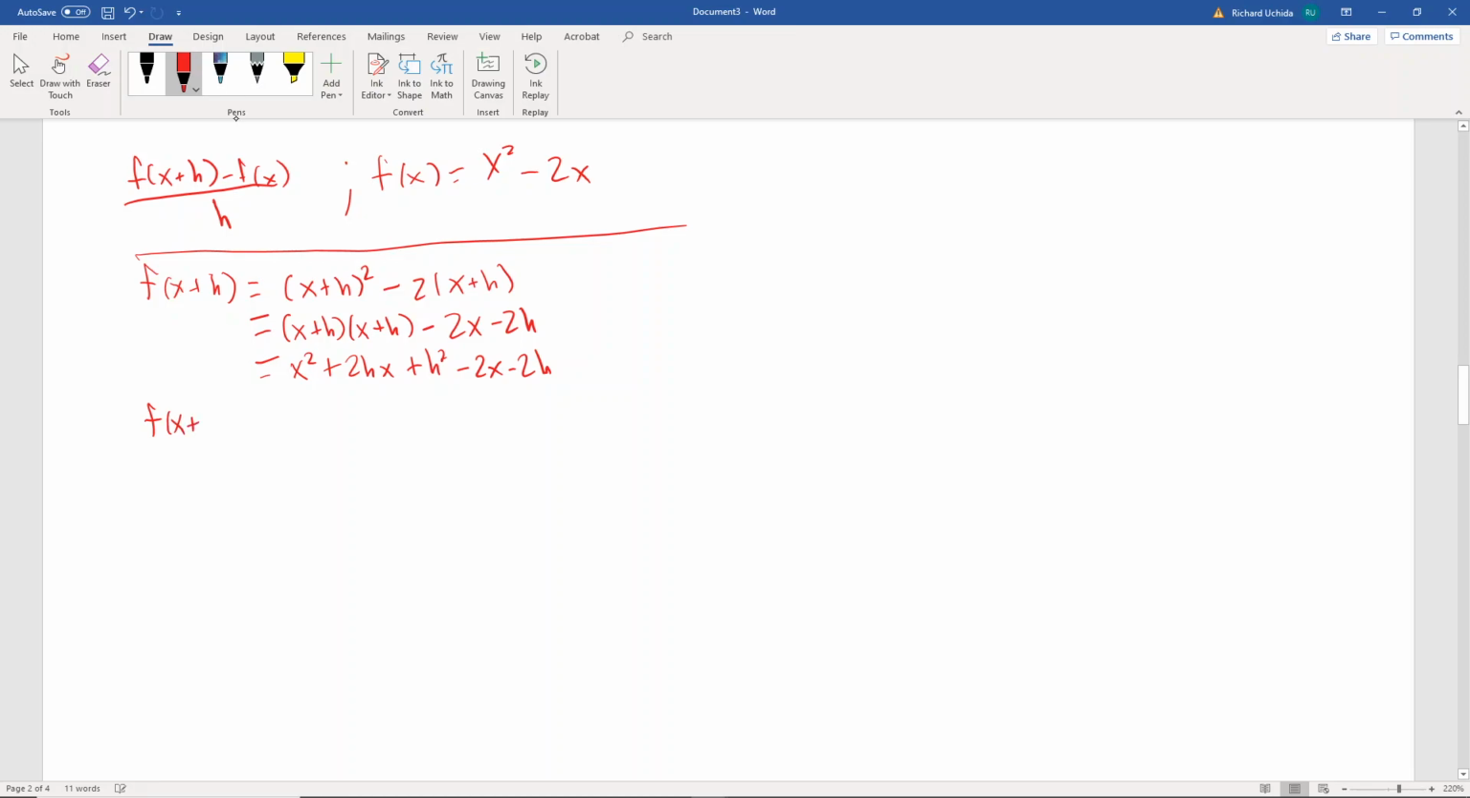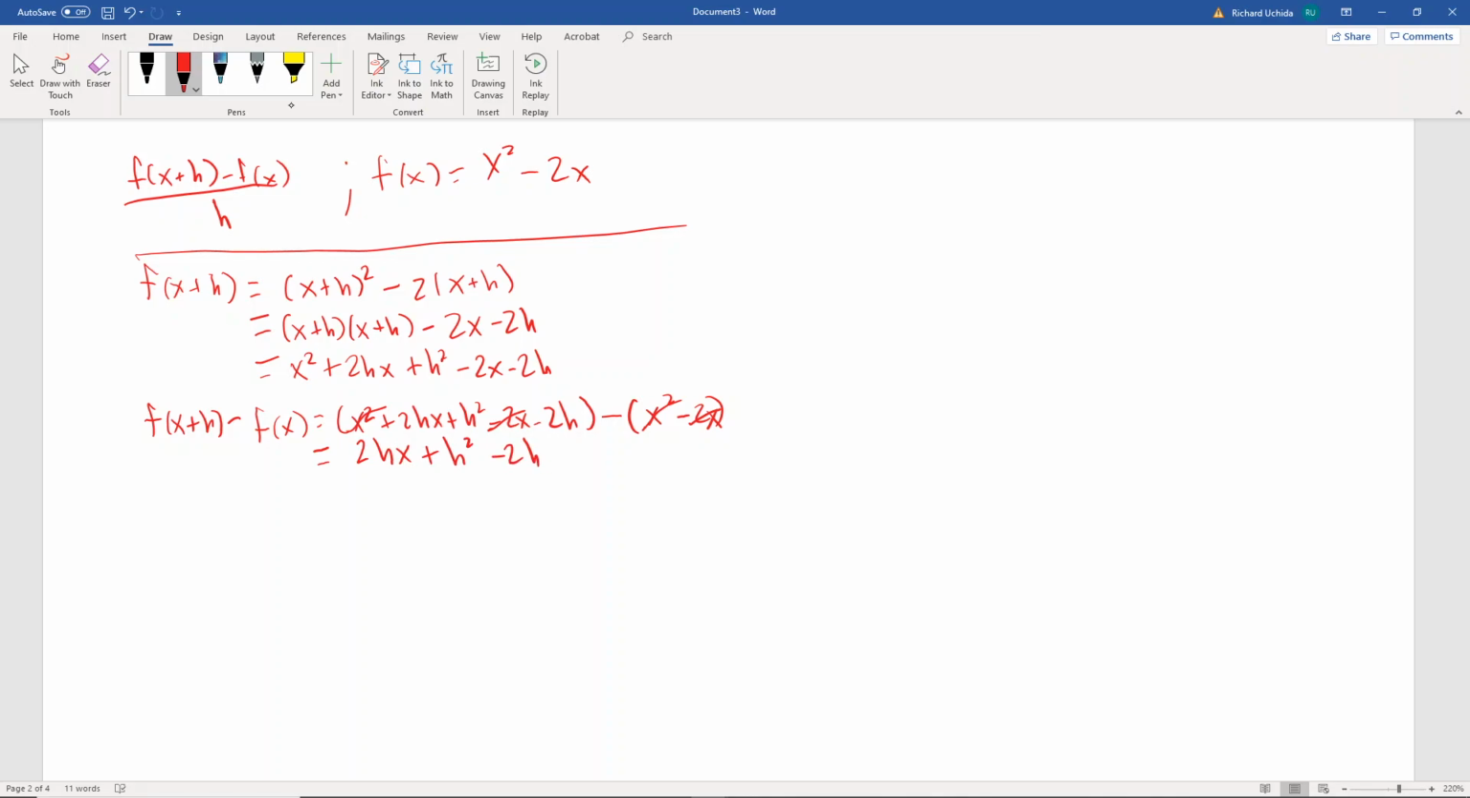And then the numerator was not just f of x plus h, it was f of x plus h minus f of x. So we take what we just found in the previous step, all of that x squared plus 2hx plus h squared minus 2x minus 2h, and subtract off f of x, which was the original function, this x squared minus 2x. Now, when we distribute that minus sign, you'd have an x squared minus x squared, so those cancel. And then we have this minus 2x, and there's this minus a minus 2x, so those cancel. So we'd have left over 2hx plus h squared minus 2h.